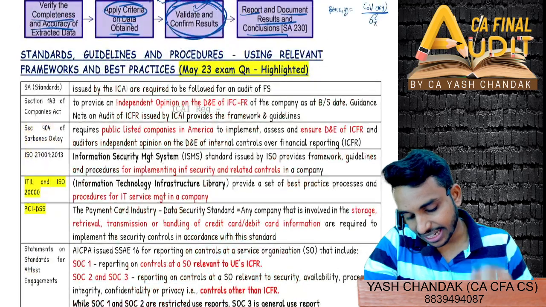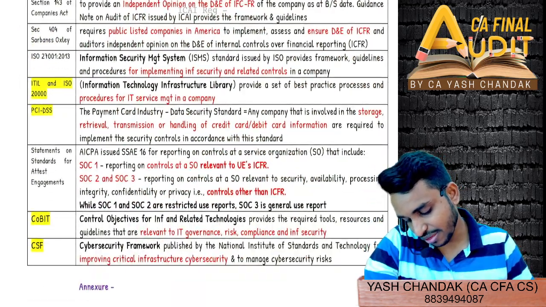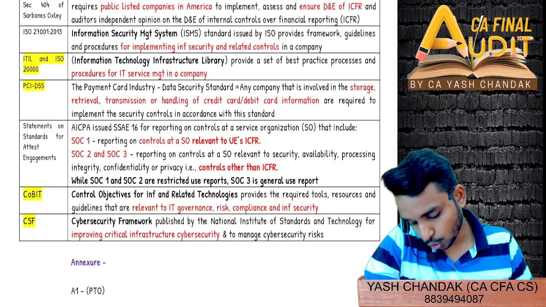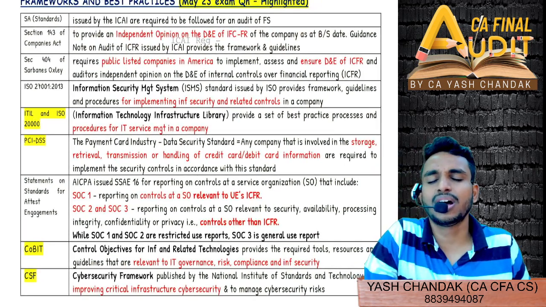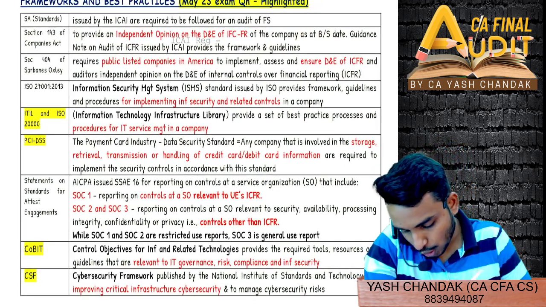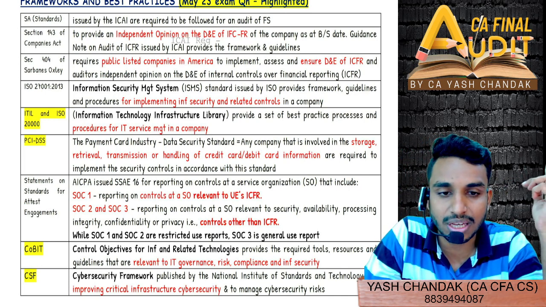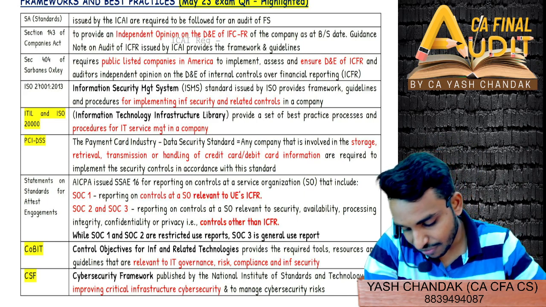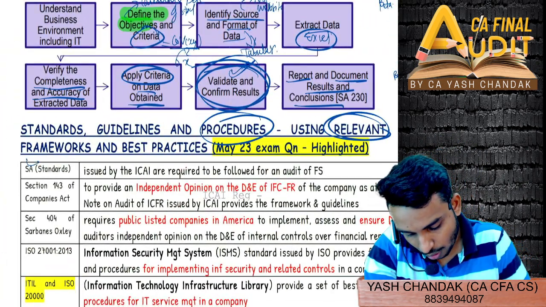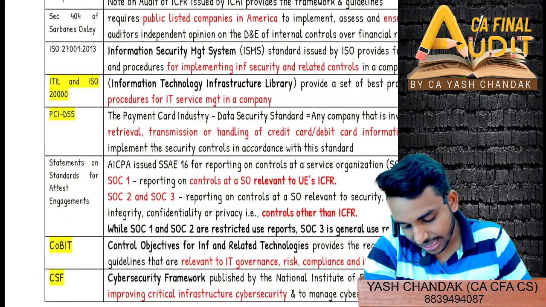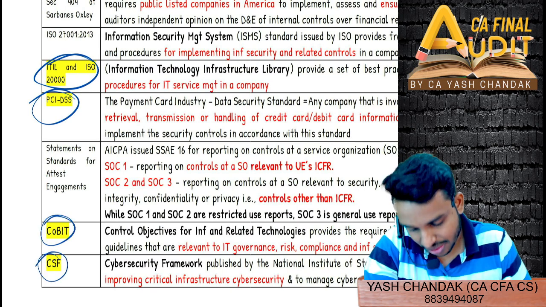So in May 23, they directly asked you short notes on ITIL, ISO 20000, PCI DSS, short note on COBIT, and short note on CSF for 1 mark. And in May 22, they asked one MCQ on PCI DSS. They asked an MCQ that PhonePe is using credit card operations as well, right? So for that credit card operation, which standard, guideline, framework or best practice do you think is most relevant that you can follow? And they had given the options: ITIL, ISO, PCI DSS, COBIT, CSF.